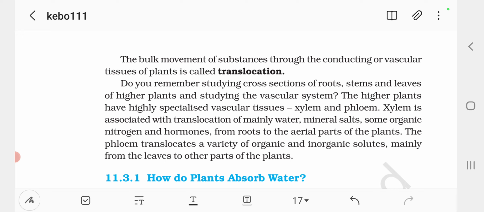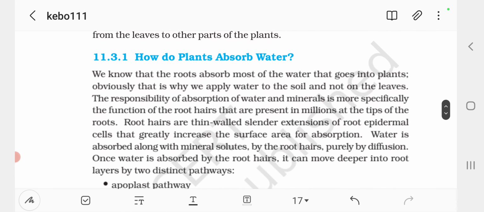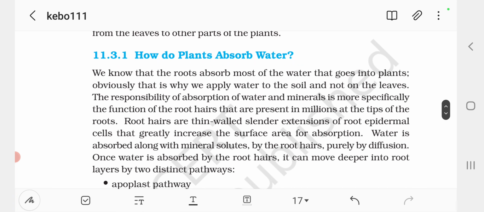The phloem translocates a variety of organic and inorganic solutes, mainly from the leaves to the other parts of the plant. 11.3.1 How do plants absorb water? We know that the root absorbs most of the water that goes into the plants. Obviously, that is why we supply water to the soil and not on the leaves.